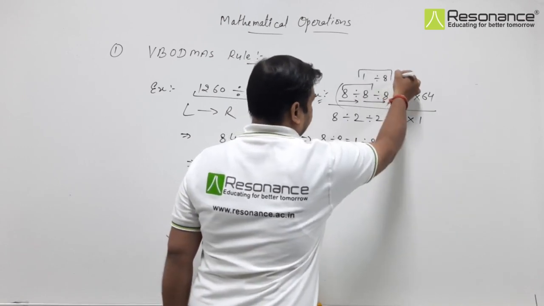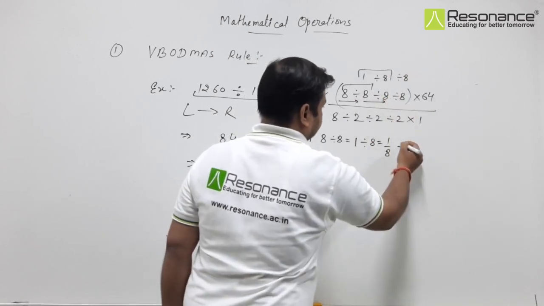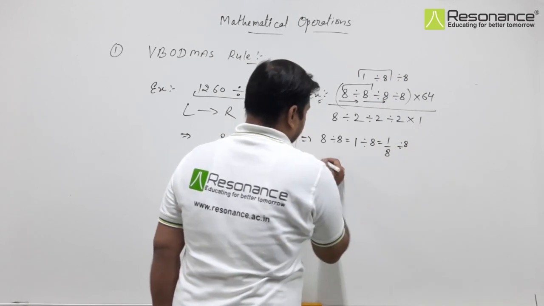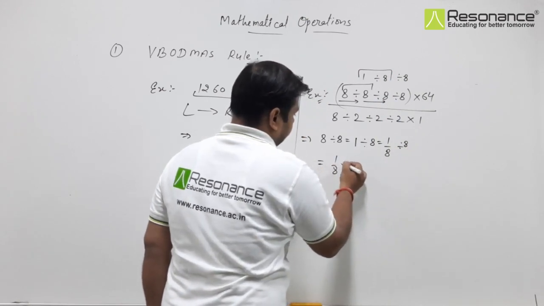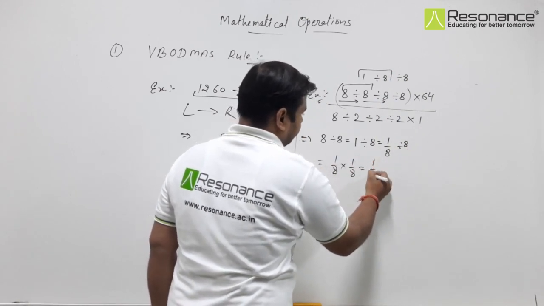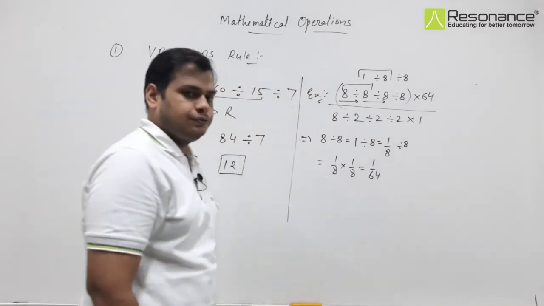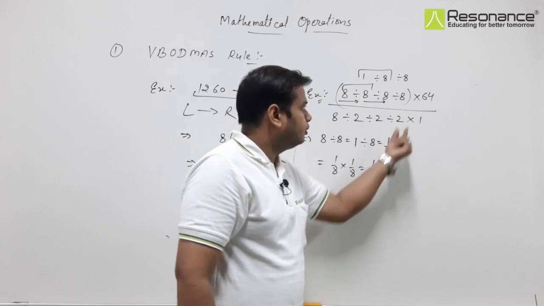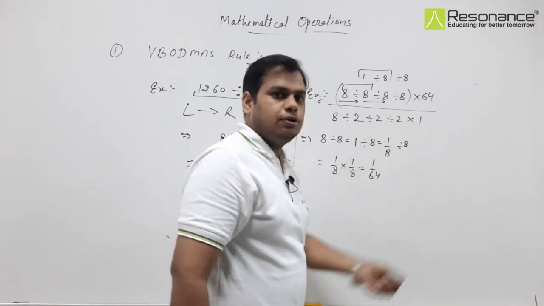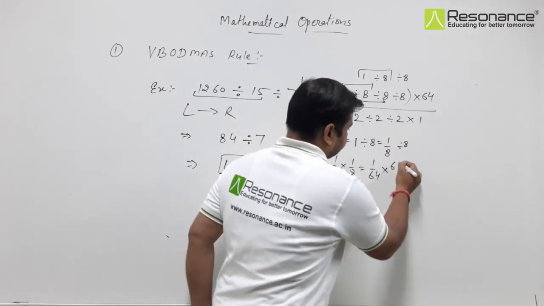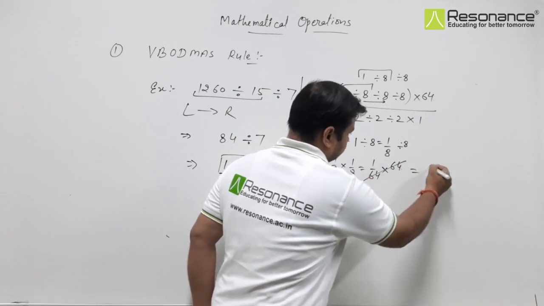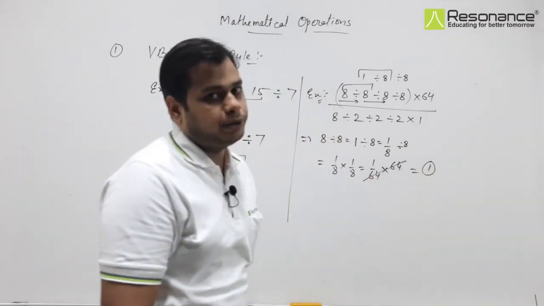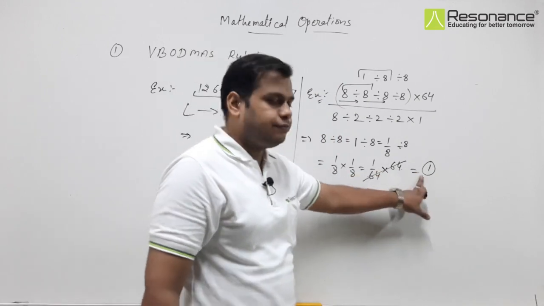Now 1 by 8 divided by 8. So we can write this as 1 by 8 multiply by 1 by 8, so it will be 1 by 64. So the value of bracket becomes 1 by 64. Now it's 64 in multiplication. So when we solve this, we'll get 1 as numerator. It's the value of numerator.